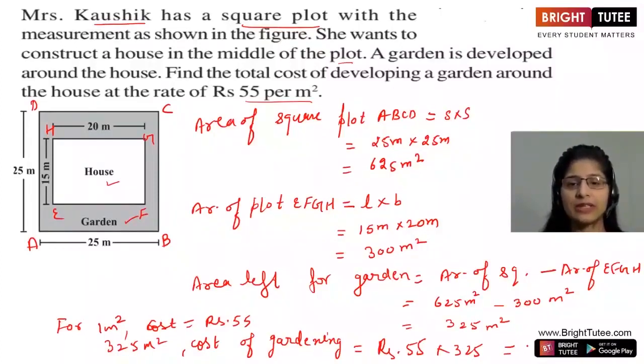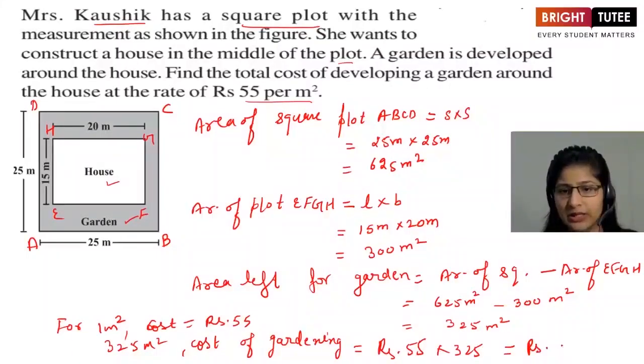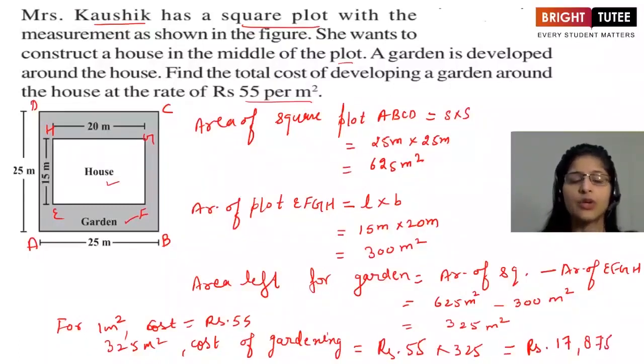So just try out this calculation in your notebooks. We're going to get the answer. Right? We have to multiply 55 with 325. So solving it, we get 17,875 rupees.